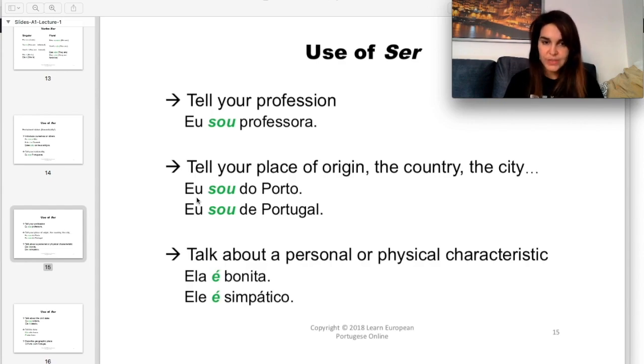You also use the ser to talk about a personal or physical characteristic, as I was saying in the beginning. So, ela é bonita, she is pretty. Ele é simpático, he is nice. Alright, you can argue that this can change, but we are describing the people as we think they are, right? So I don't think that this will change easily.